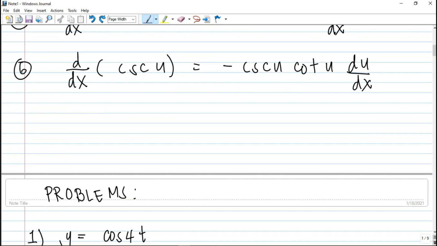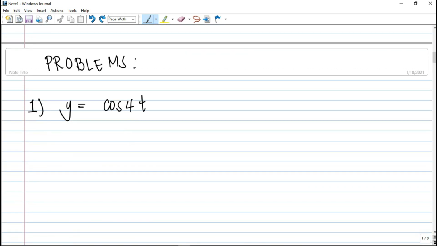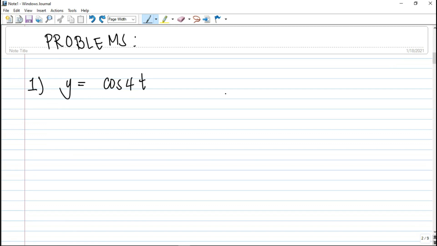In this first problem, we have y equals cosine 4t. We are going to find the derivative of cosine, so let's go back to the formula. The derivative of cosine u, we won't put the independent variable yet, just to simplify it. Basically, this is all differentiated with respect to t, which is our independent variable, and y is dependent. So the derivative of cosine u is equal to negative sine u du. That is its derivative.